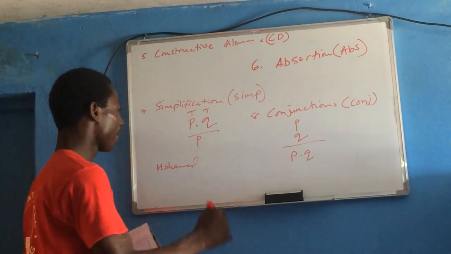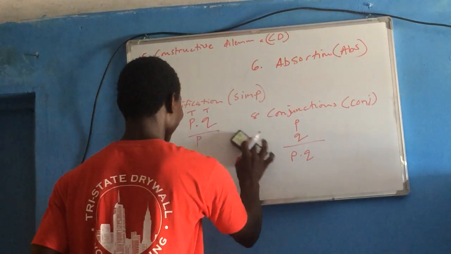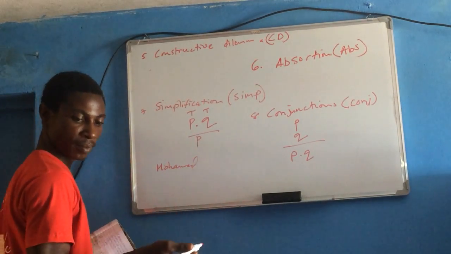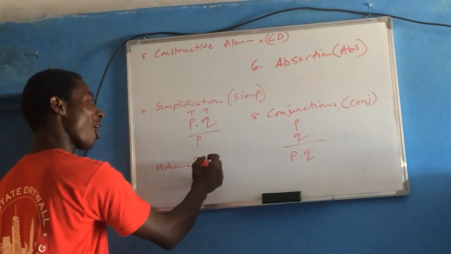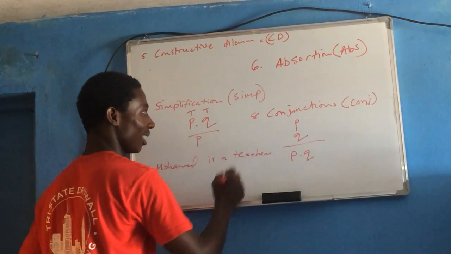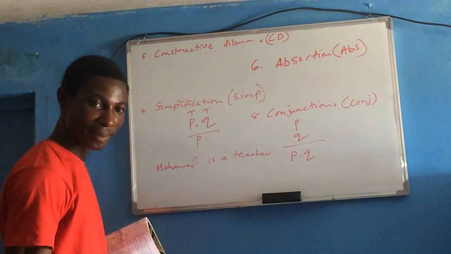For the university, we are all students. We are all matured enough, that kind of example. But let's look at this one. You won't never get that Mohammed example. Mohammed is a teacher. I don't know that example. It's a simple statement.